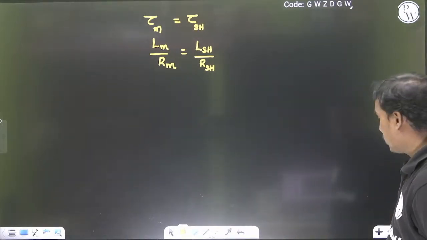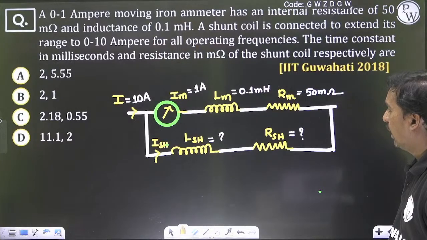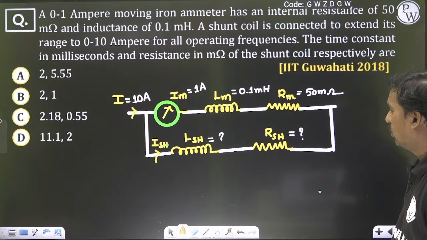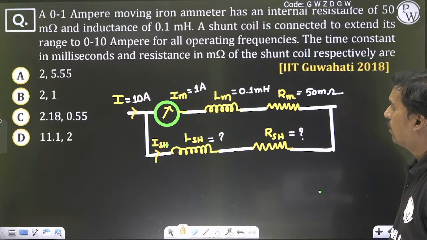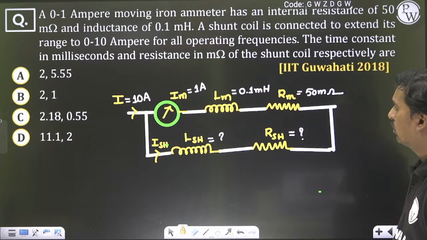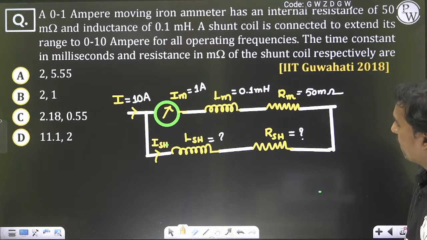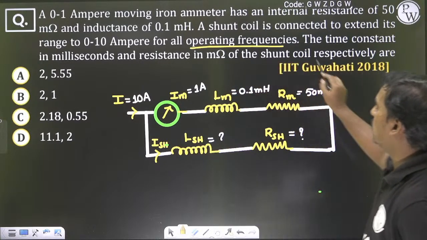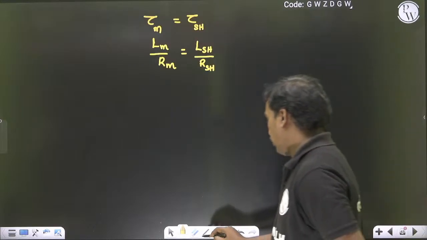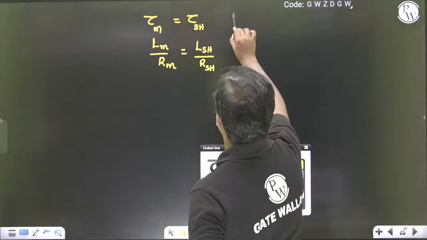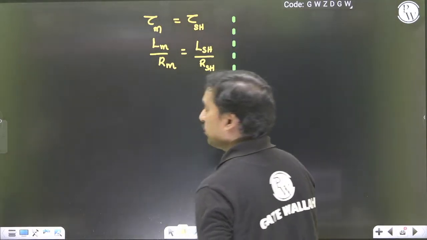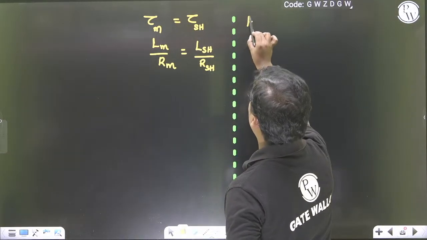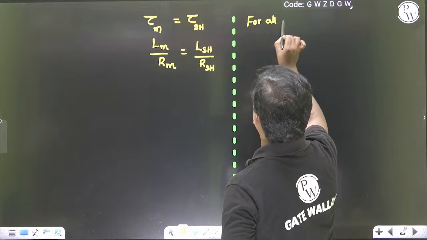Okay, so from this what should we do now? Lm by Rm is equal to LSH by RSH. For all operating frequencies, it should work for the DC also. So when we mention all operating frequencies, DC frequency also should work.